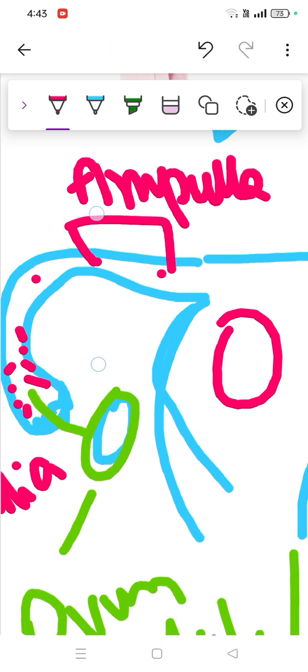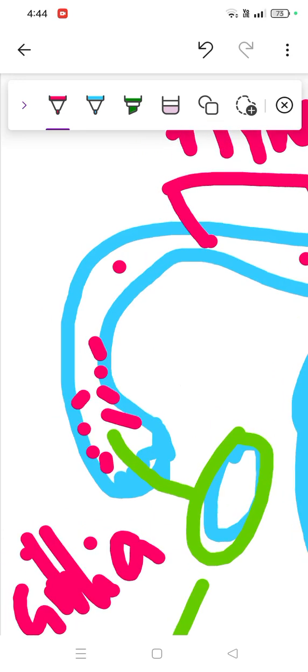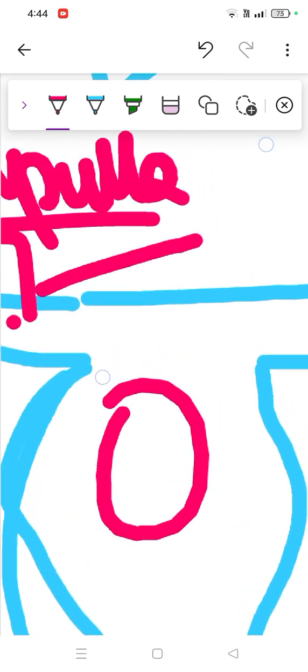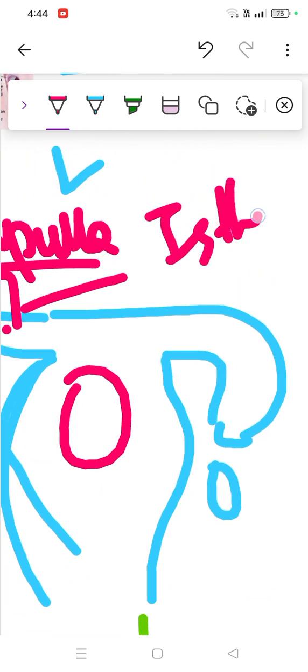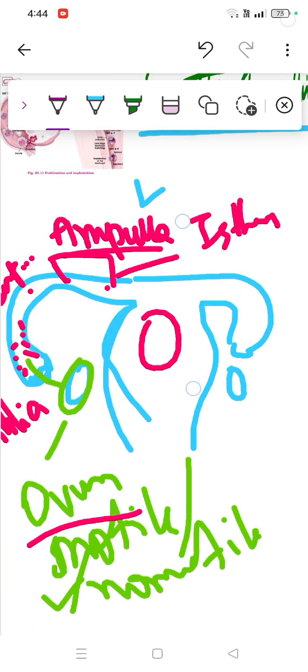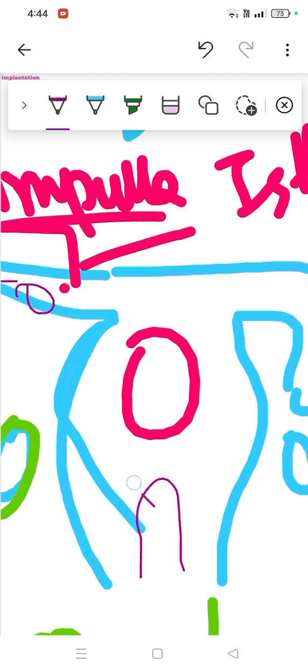The first one here is what we call the infundibulum. I'm not writing the entire spelling. Here comes the second, the ampulla, where fertilization will take place, and the third one is called the isthmus, which is also not very important, but still I'm writing it. After fertilization, the egg will come over here, and the sperm will come through the vagina and get fused here. So fertilization is simply the fusion of sperm to ovum. That's called fertilization. I'm sure it will be clear.